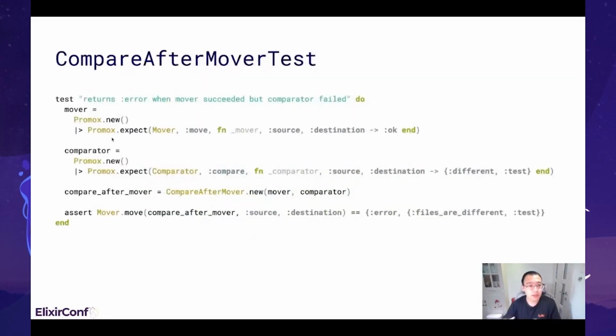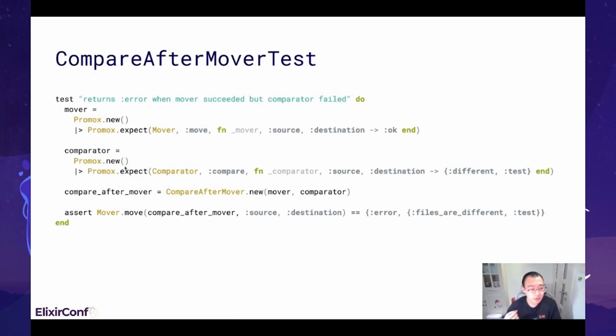So we can see how to test our CompareAfterMover with Promox. Now we need to test the case that the CompareAfterMover should return an error when the underlying mover succeeded but the comparator failed. So we build two mocks here. The first mock is for mocking the mover role. We would expect the move function to be called with this mover, and then it would always return an OK item.